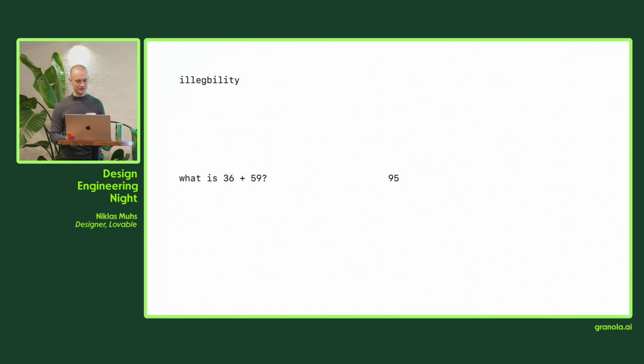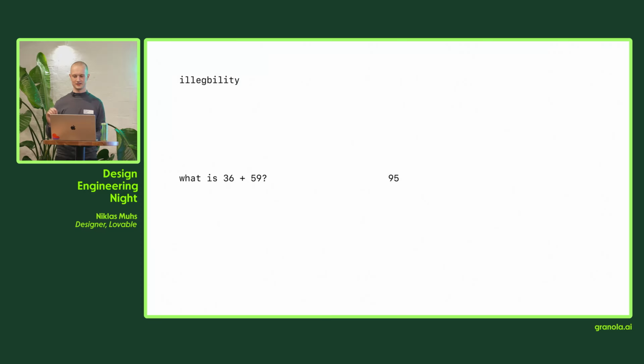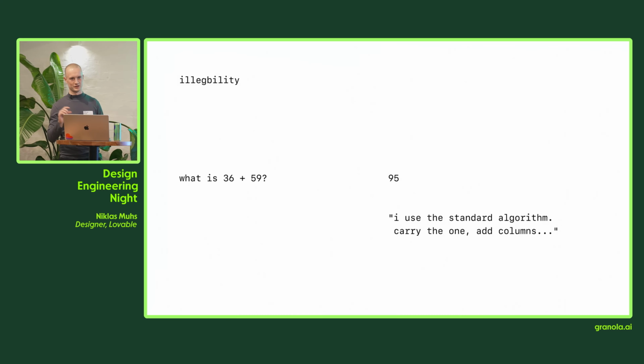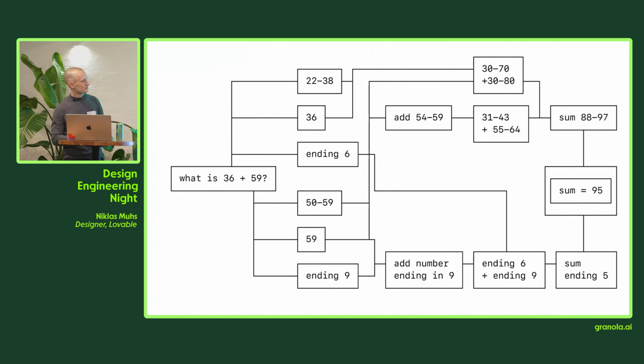The next one that I found very interesting is illegibility. So when you ask Claude what is 36 plus 59, it correctly says it's 95. And when you ask it how it came to that conclusion, it says, I use the standard algorithm, I carry over the 1 and add a column. But when Anthropic used interpretability tools, they got very different results.